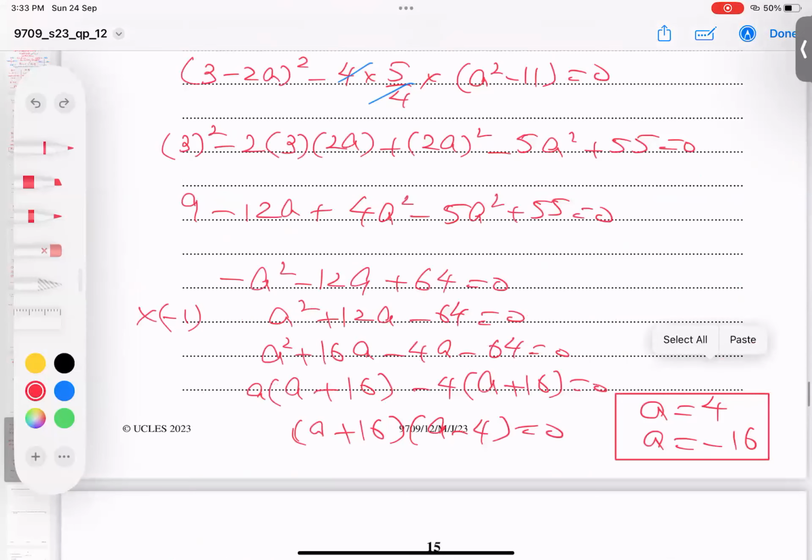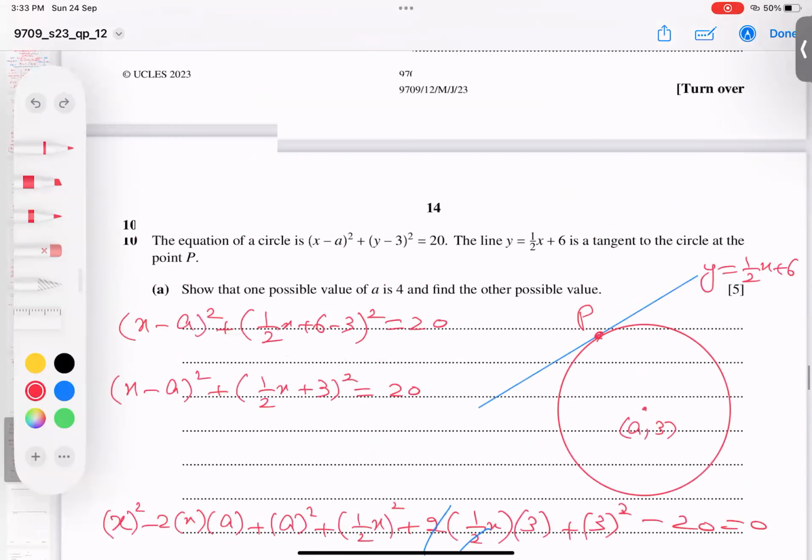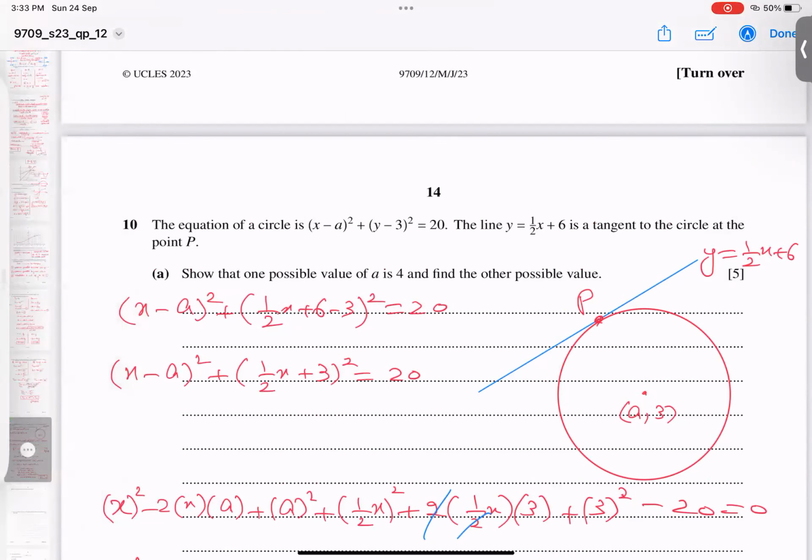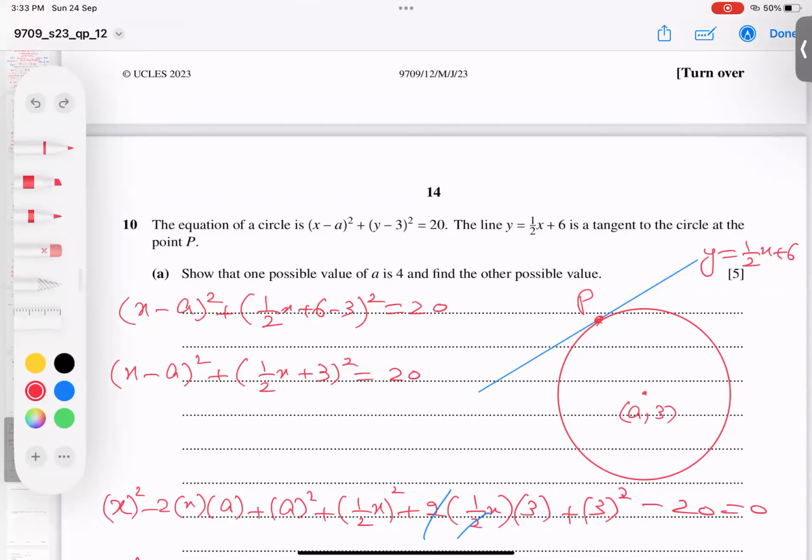I will plug in this 4 because I need the coordinates, and we need the center of the circle as well. Actually, I think there's no need for coordinates, we can work without them, because the half is the gradient. What is the gradient of this tangent? Half. And what is this line? I'm making it in red color. This is 90 degrees, you know it very well. This is called the tangent. This is called the normal.